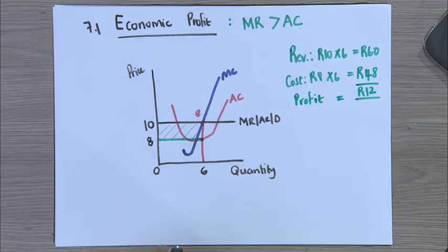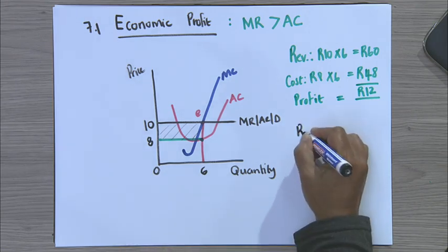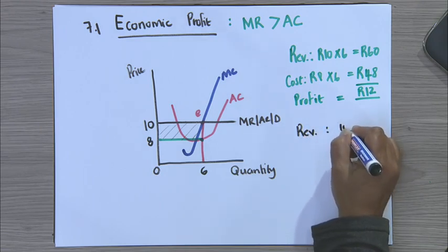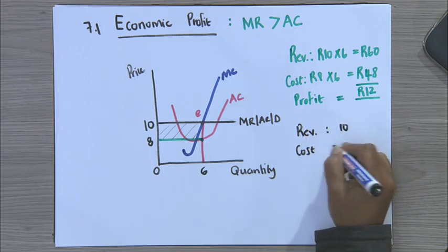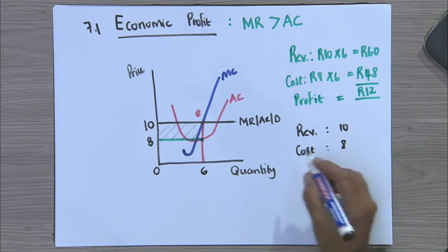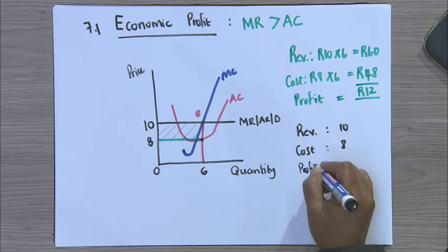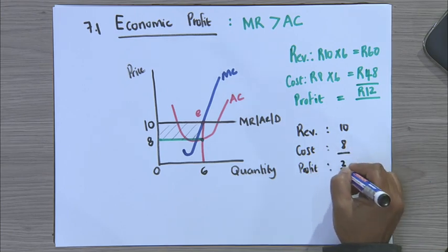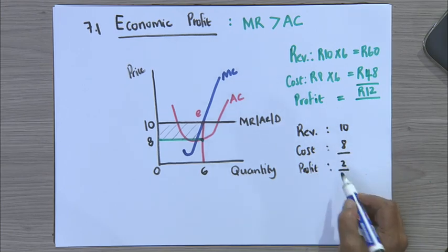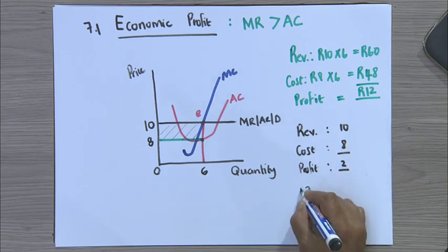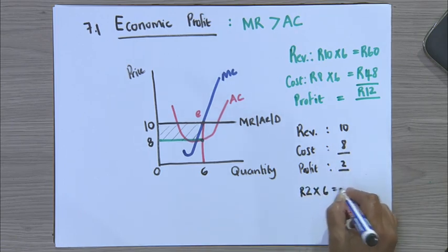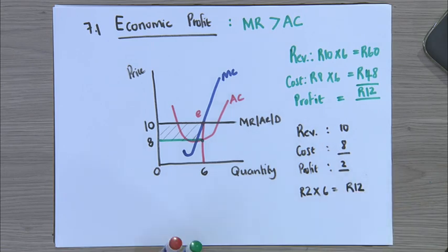Another way in which you could show the profit, you could just say your revenue is 10 rand, your cost is 8 rand, so the profit, 10 minus 8 is 2. That's per unit. Then you take it further and you say that 2 rand times the 6, also going to give you an answer of 12 rand. And there you've now explained what the economic profit is.